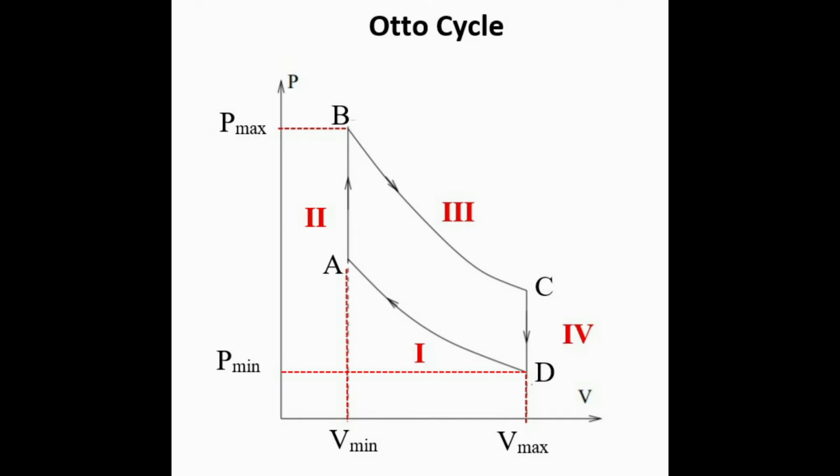In the Otto cycle, you have 2 adiabatic and 2 isochoric processes. Let's start at 1 with an adiabatic process. The pressure varies as P equal K1 divided by V to the power gamma. K1 can be calculated with reference to point D: K1 equal Pmin times Vmax to the power gamma.